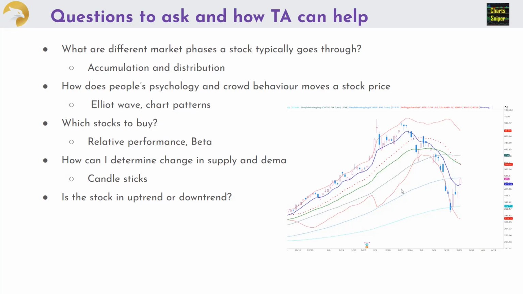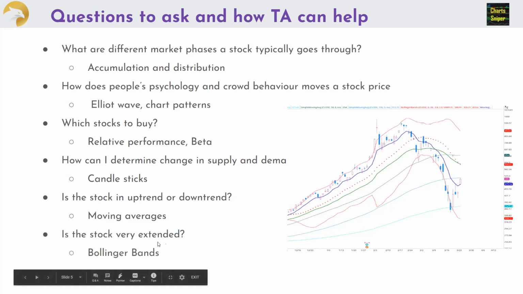If you want to know if the stock is really in an uptrend or in a downtrend, what is the major long-term trend, and what is the short-term trend, moving averages will help you identify the trend of a stock, whether it's upward or downward.